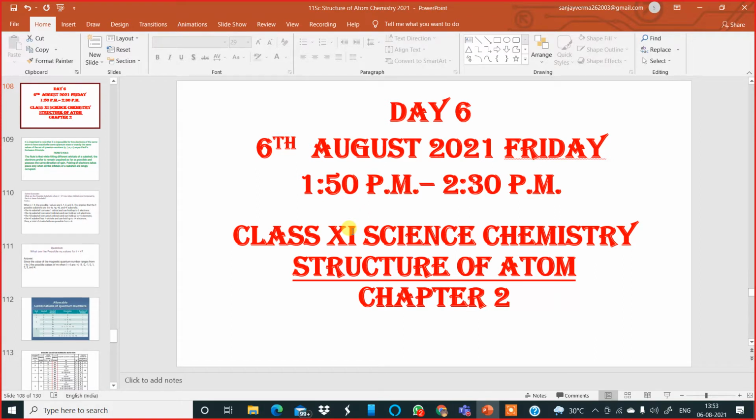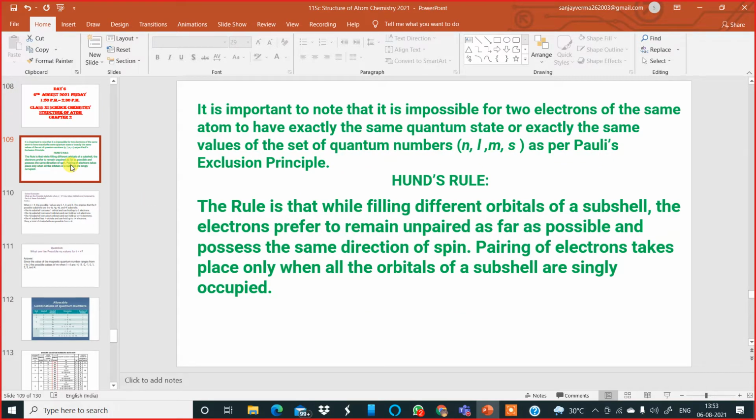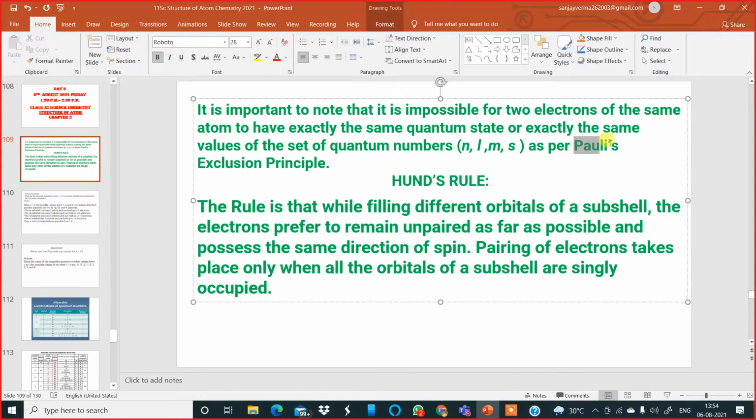Today I would like to move further in this chapter and teach you some more rules of how to go about writing the electronic configuration after the concept of quantum numbers is clear to you. On your screen, you can see in the center Hund's rule. Before this rule, I want to read out one sentence very clearly, stated by Pauli and named after him as Pauli's exclusion principle.